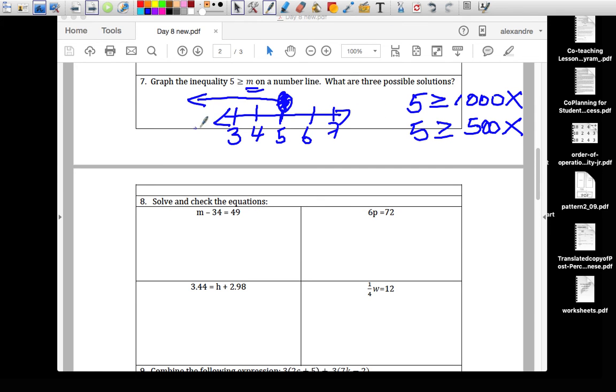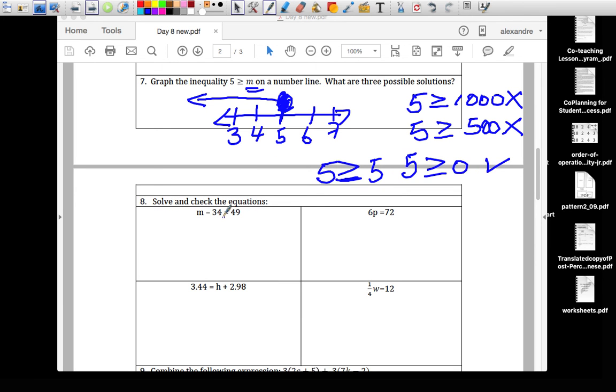So pick a number on the left side. Let's pick 0. Is 5 greater or equal to 0? Yes, it is. And where is 0? On this side. What else? What about 5? Is 5 greater or equal to 5? Well, 5 is definitely not greater than 5, but this one gives you a second option, meaning it's equal to 5. So that's why we shade it. Okay?